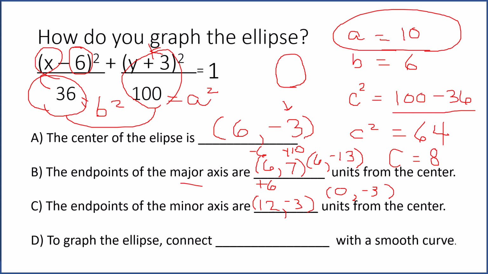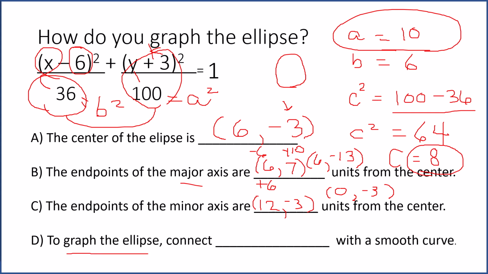If you want to find the foci, you'll add or subtract 8 from the y coordinate because the foci live on the major axis. So we're taking away and adding to the y coordinate. It didn't ask us for that here, but to graph it, I would include the foci.